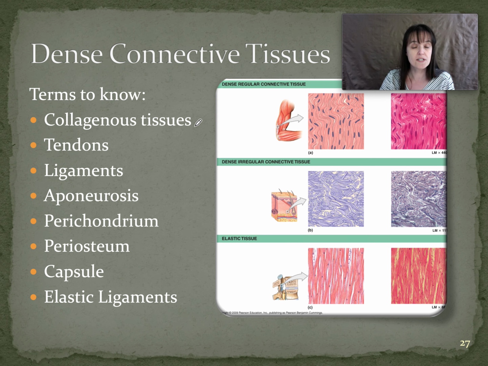Okay, so collagenous tissues are, collagenous is just the adjective form of collagen. So these are dense CT that are mostly collagen. So that'll be the dense regular CT and the dense irregular CT. Tendons are dense regular CT that connects muscle to bone. And there's no point in your life after this moment that you do not need to know that tendons connect muscle to bone.